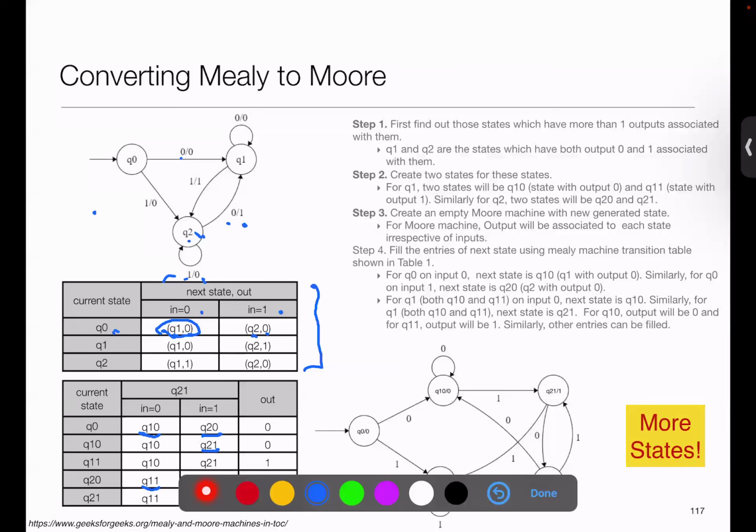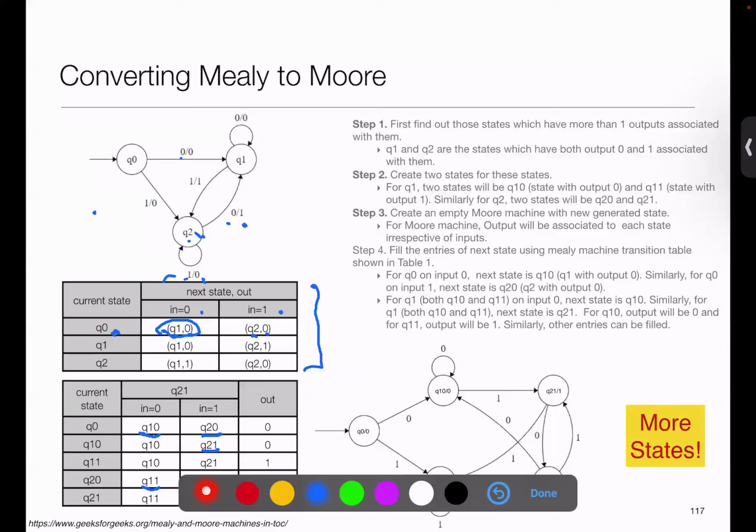So essentially, I'm cloning Q1 into two copies, one for the case of input 0 and the other for the case of input 1, and likewise for Q2. For Q0, I don't have to do it in this particular example, just happenstance, because in Q0 we enter and immediately leave. It turns out I'm never jumping back into Q0.